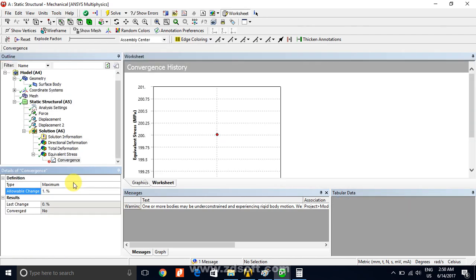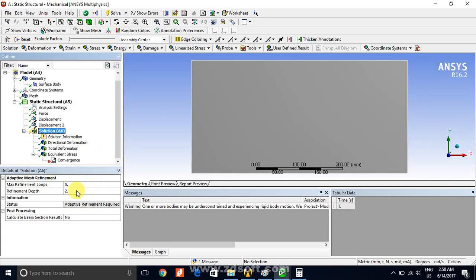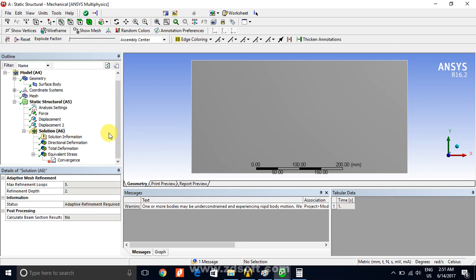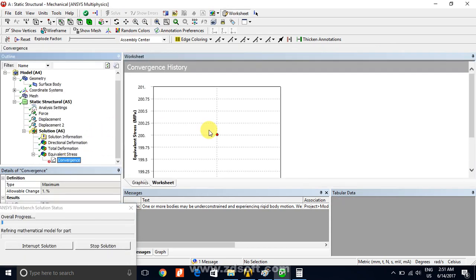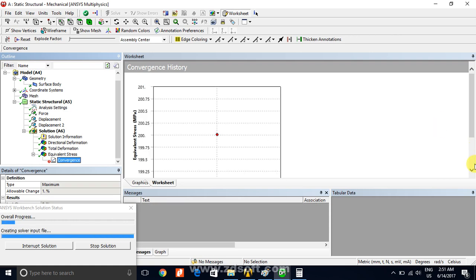I am changing with 1%. Allowable change is 1% from the previous, and I am taking 5 refinement loops. Refinement depth I am taking 2. You can take the same and just solve it. See what is going to happen in the next refinement level.